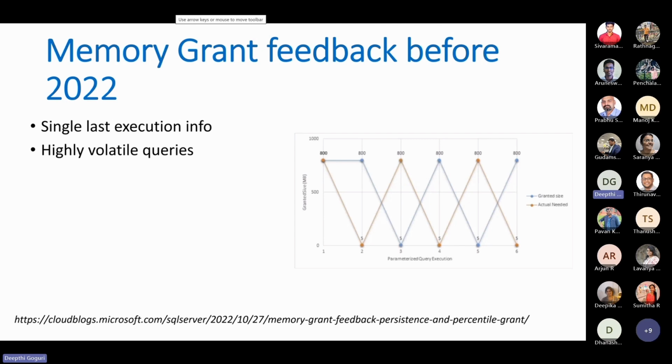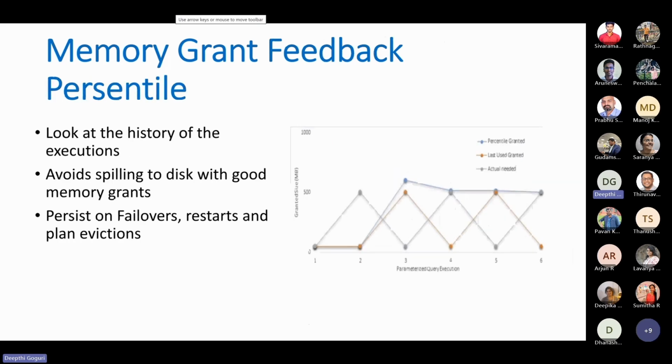But because it is looking back at just the last one, even if it requires only 5 MB, it is still using 800 MB. So what is the problem here? We are wasting resources. We just need 5 MB and it is using 800 MB. Many queries are waiting behind, running concurrently, right? We don't want that, but that is what happened with memory grant feedback before 2022.